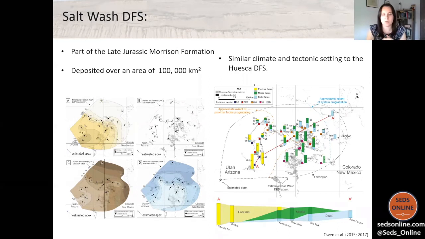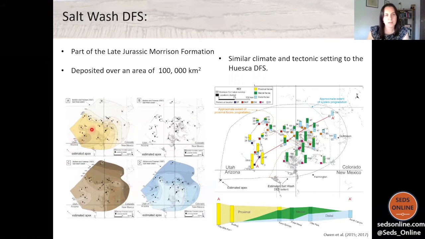So the formation is older in age. However, it's substantially larger. It was deposited over an area of about 100,000 kilometers squared, so an area bigger than Scotland. Now I mapped this system out for my PhD, and the flow was coming down here from the southwest, going generally up to the northeast.